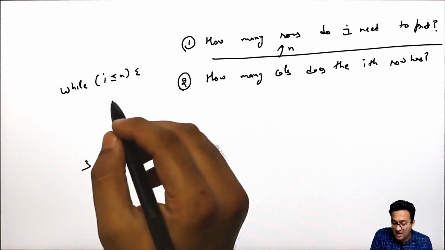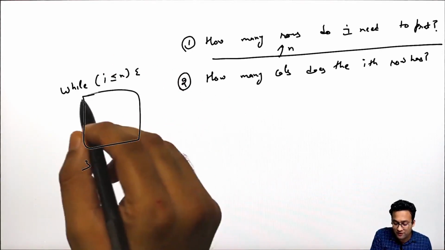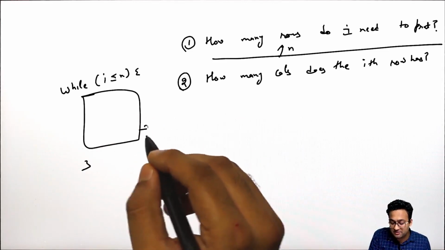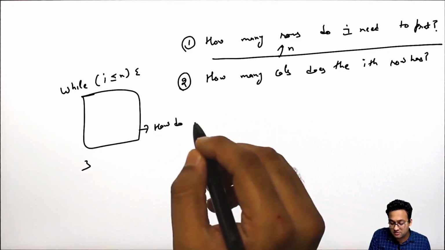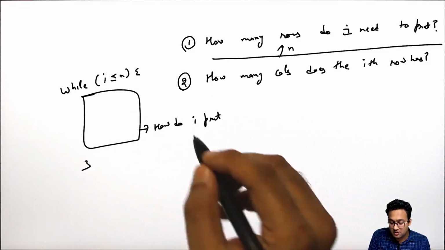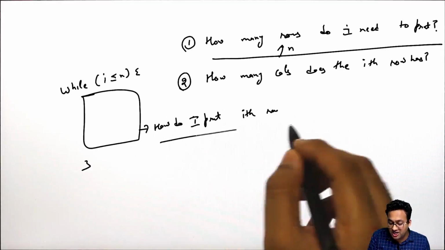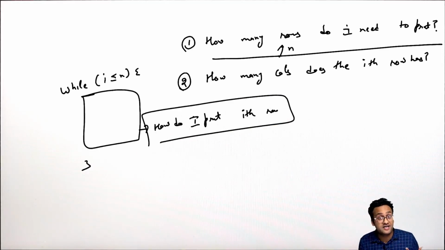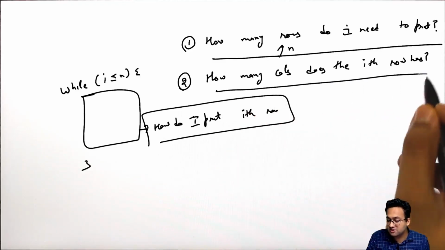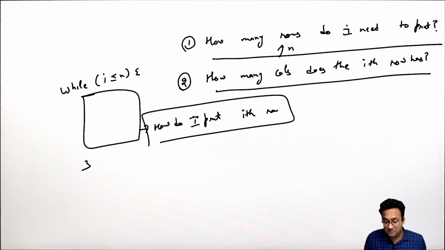Right? Now, within here, I want to figure out how do I print the ith row, a generic ith row. So if I can figure that out, what will happen is, when I is 1, first row will get printed. When I is 2, second row will get printed, and so on. So my problem will become very simple for me. So I need to worry about how many columns the ith row has.